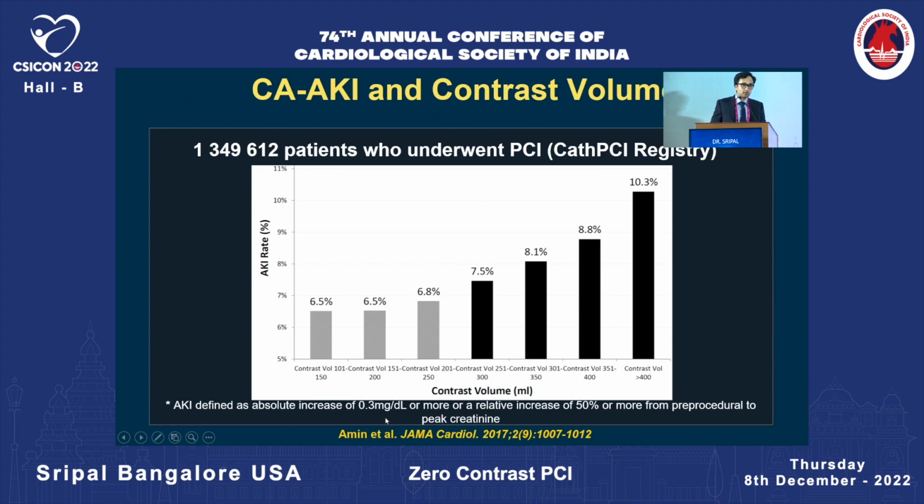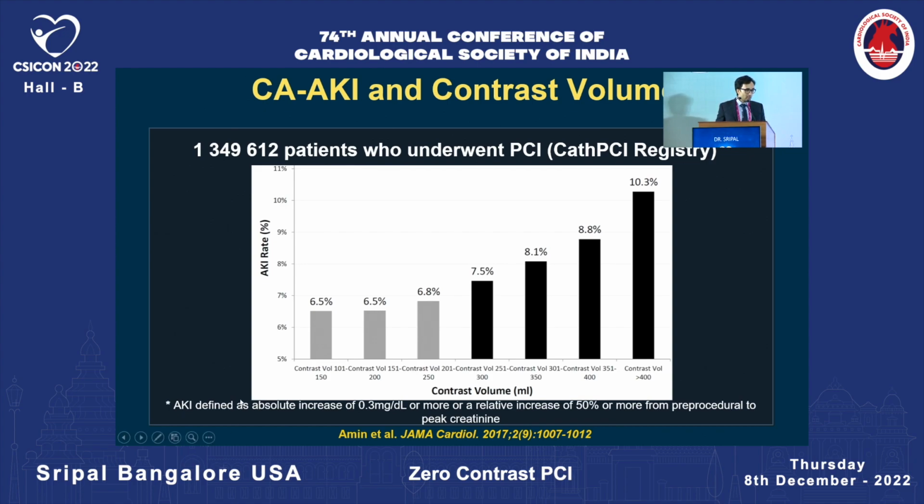In terms of association of AKI with contrast volume, this is data from 1.3 million patients who underwent PCI from the CATH PCI registry. As we can see here, with increasing contrast volume, there is a higher incidence of AKI. Of course, there are issues with this. It's now more appropriate to say it's contrast associated, because we're not sure how much of it is actually induced by contrast.